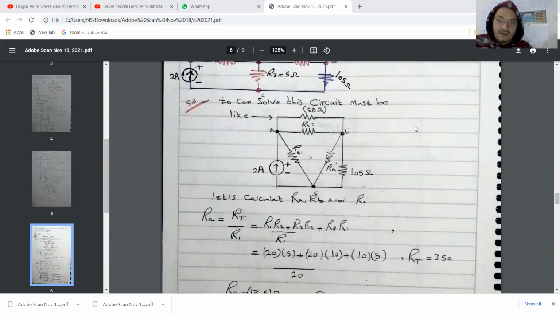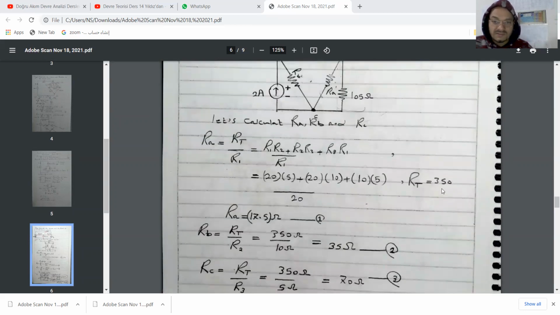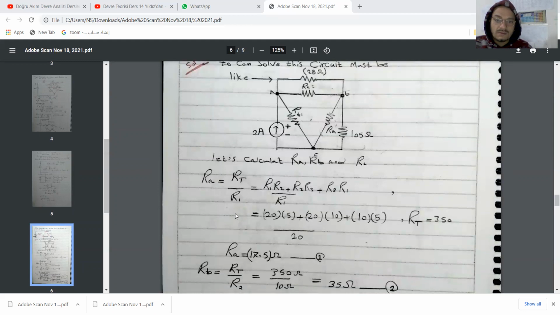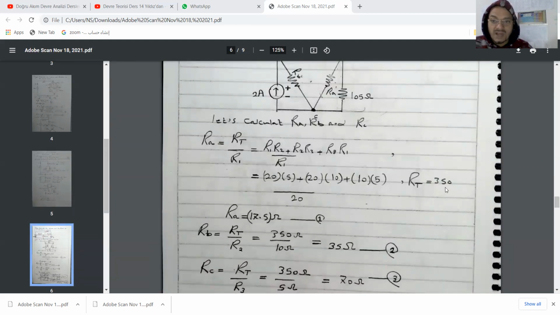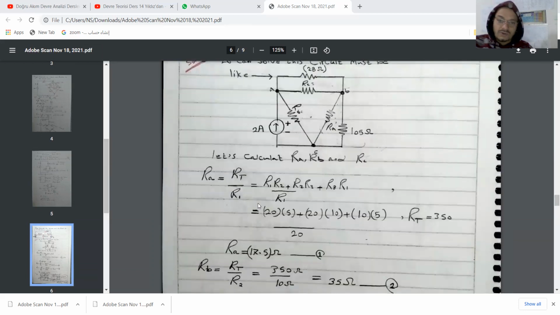Let's calculate RA, RB, and RC. RA equal RT divided by R1. From this equation, RA will equal RT divided by R1 equal 350. Our total equal 350. This R1R2 plus R2R3 plus R3R1 equal here 350. RA equal 17.5 ohm. RB equal RT divided by R2.